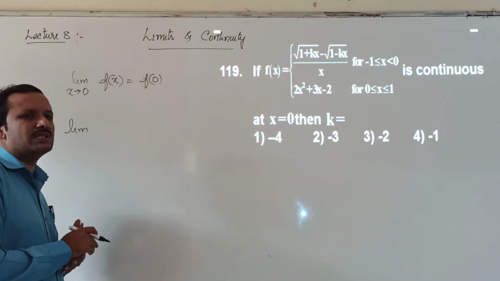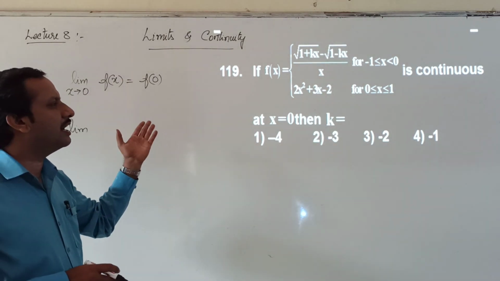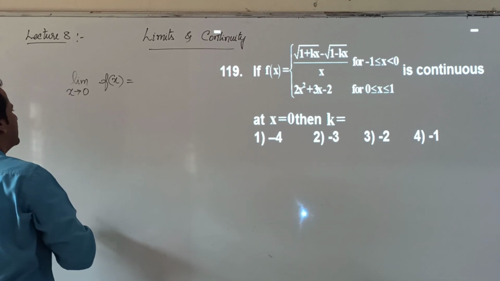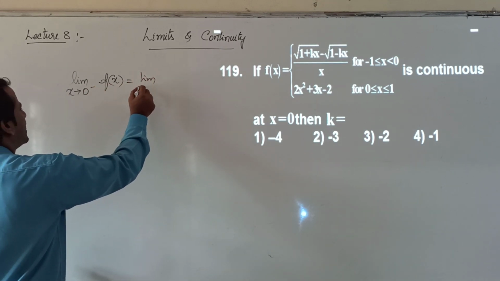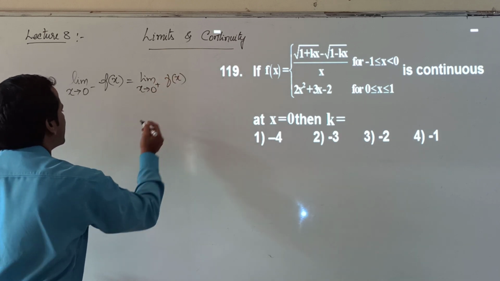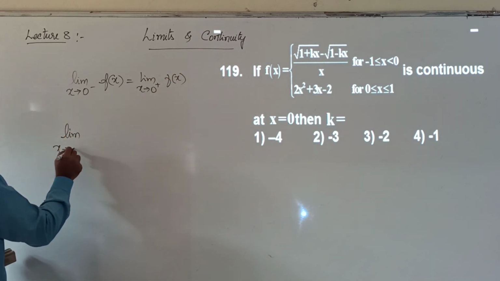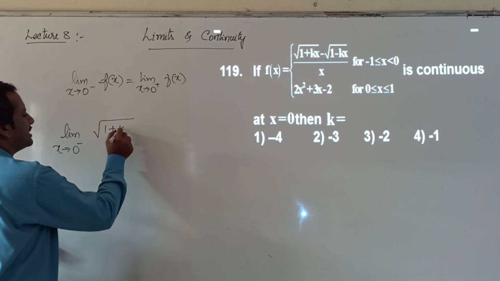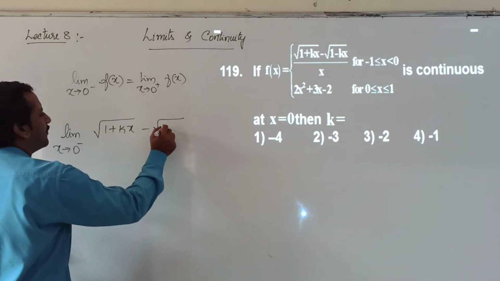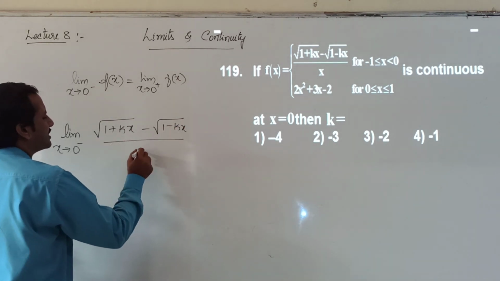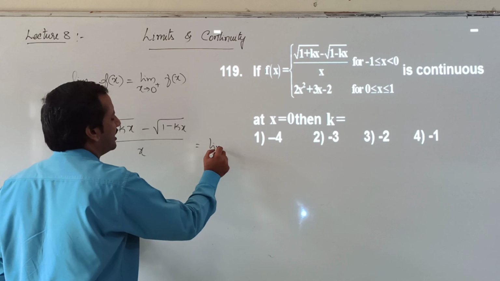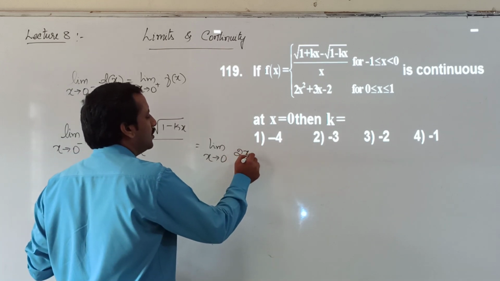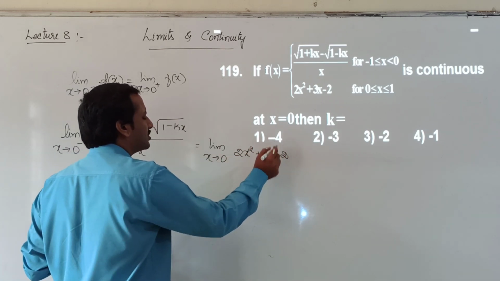Here I have to find out the left hand limit as well as the right hand limit, because to the left side of 0 and to the right side of 0, the function is defined in different ways. So I will write like this: limit x tends to 0 minus f of x is equal to limit x tends to 0 plus f of x, and that is also equal to f of 0. Limit x tends to 0 minus, x is approaching 0 from the left side. There it is defined as root of 1 plus kx minus root of 1 minus kx divided by x. That is equal to the right hand limit, limit x tends to 0 plus, x approaching 0 from the right side. There the function is defined as 2x square plus 3x minus 2.